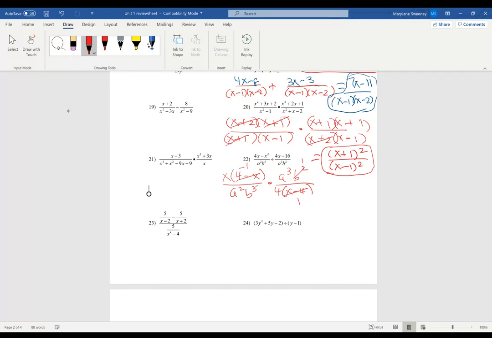I'm left here with a b on the bottom. I'm left with an a on the top. So I have negative ax over 4b.